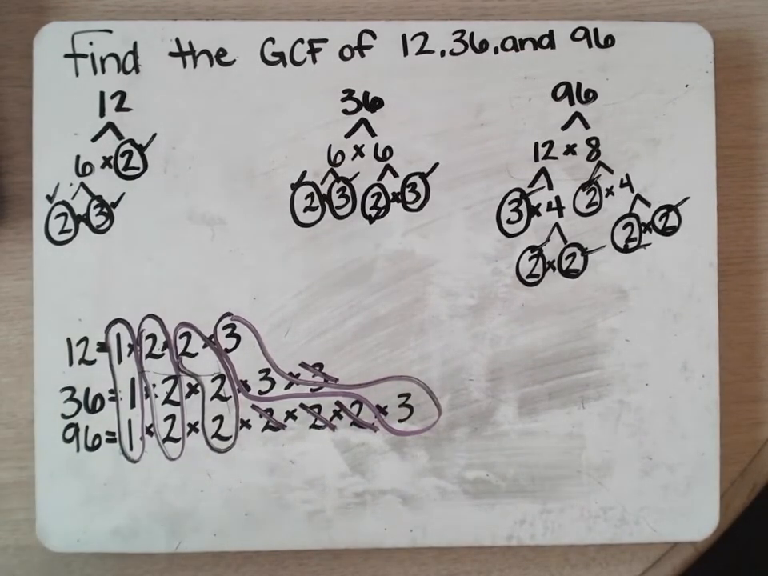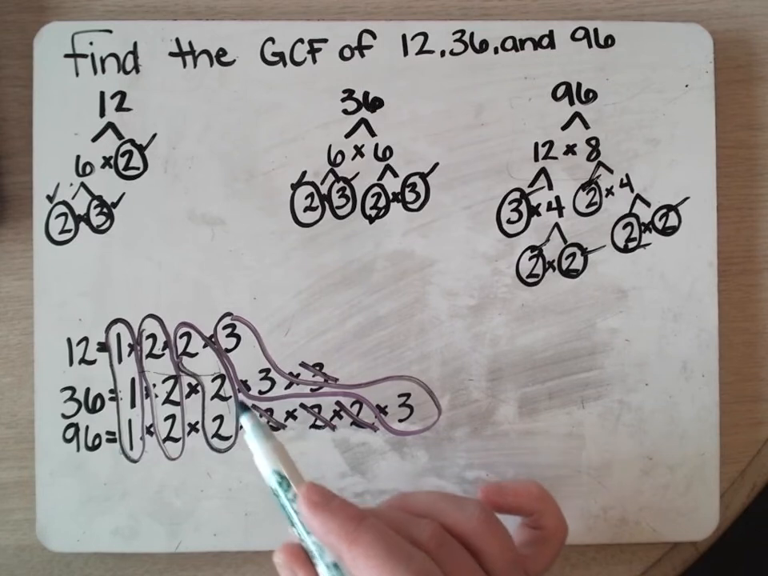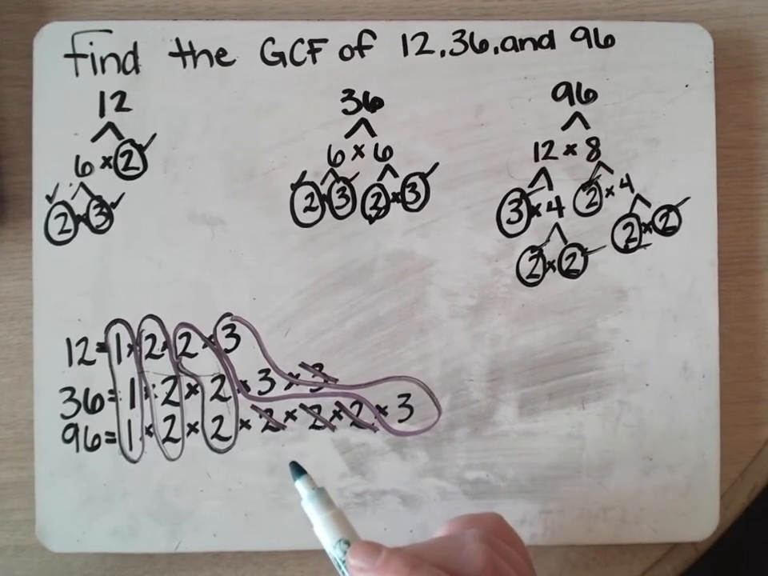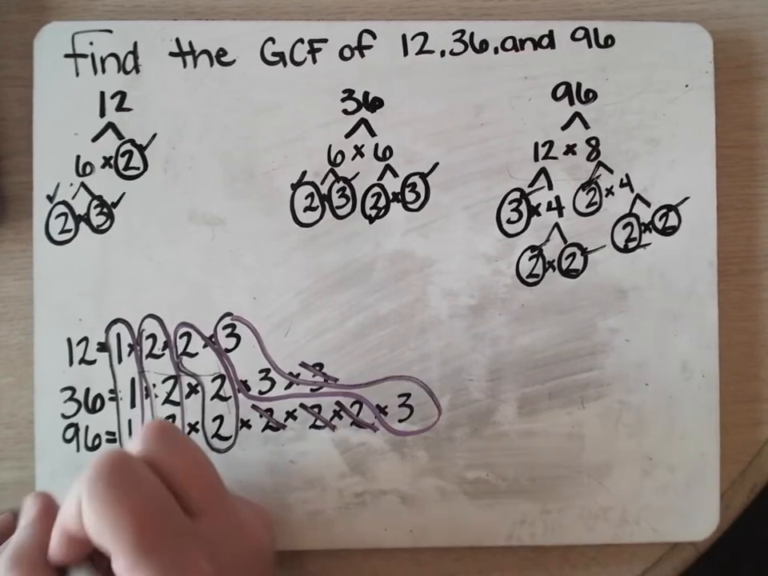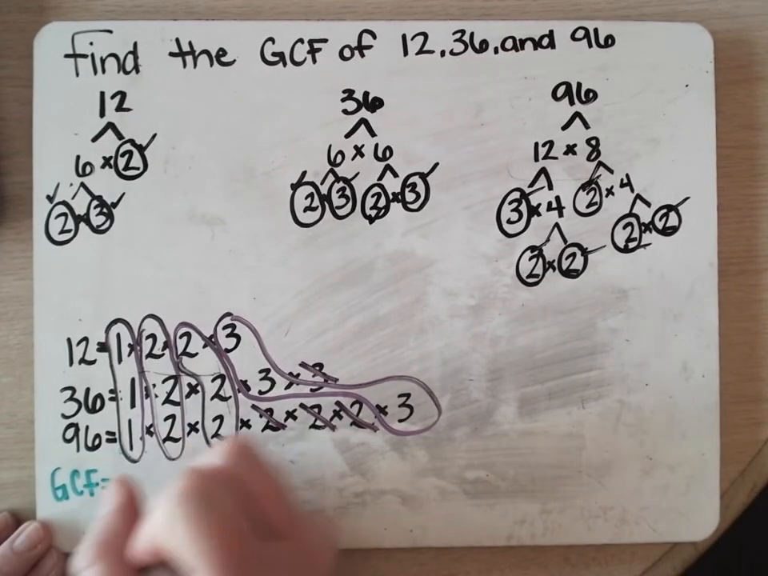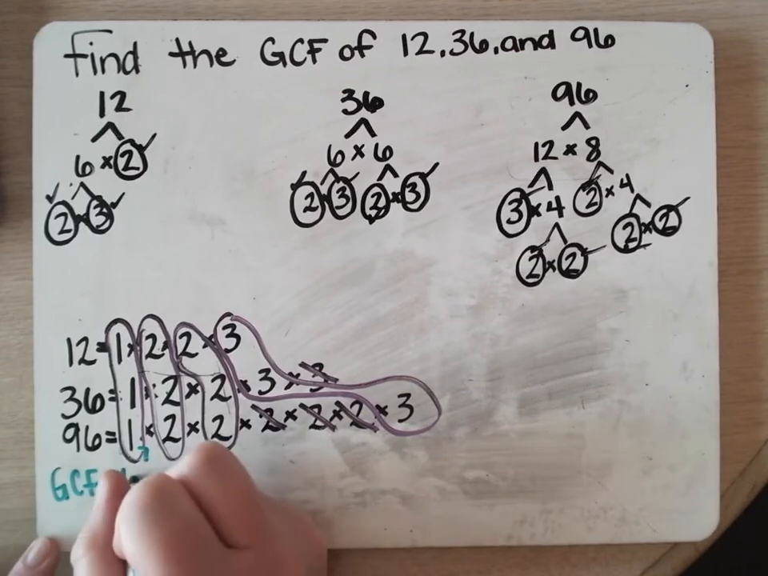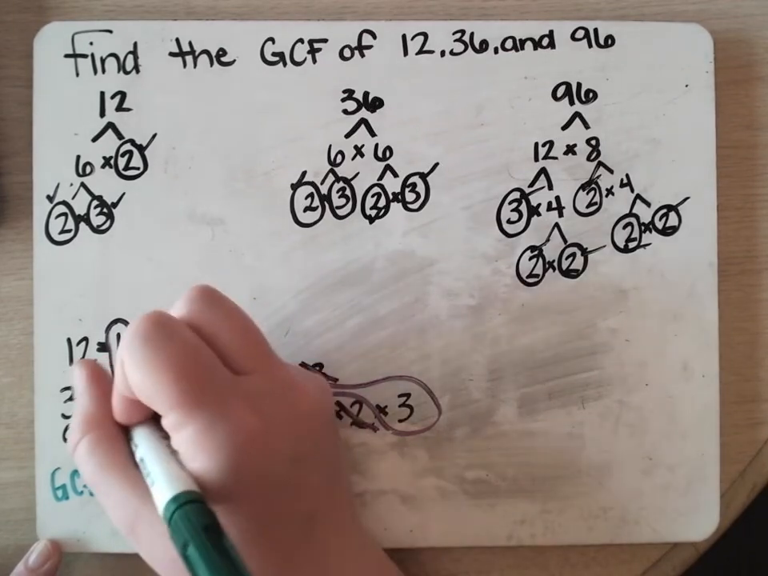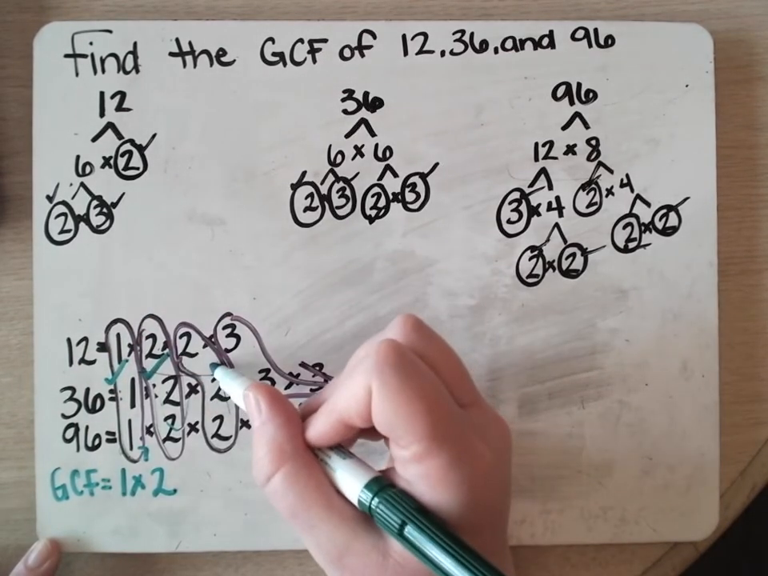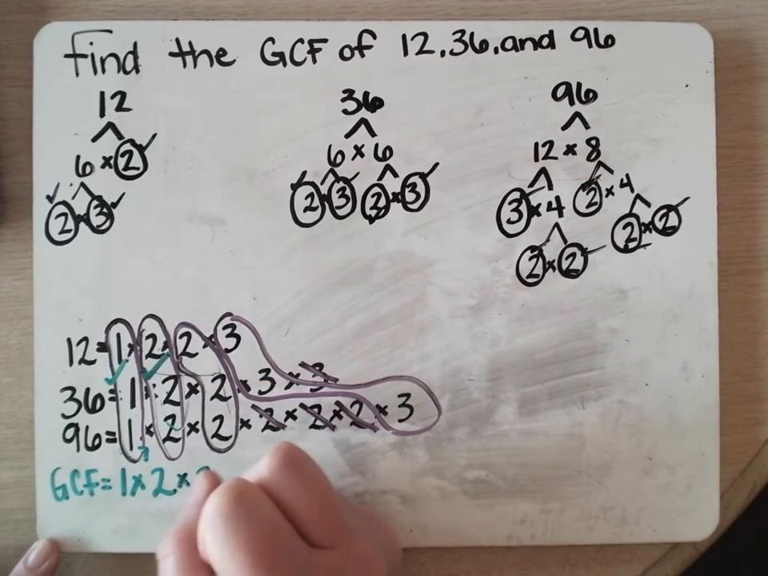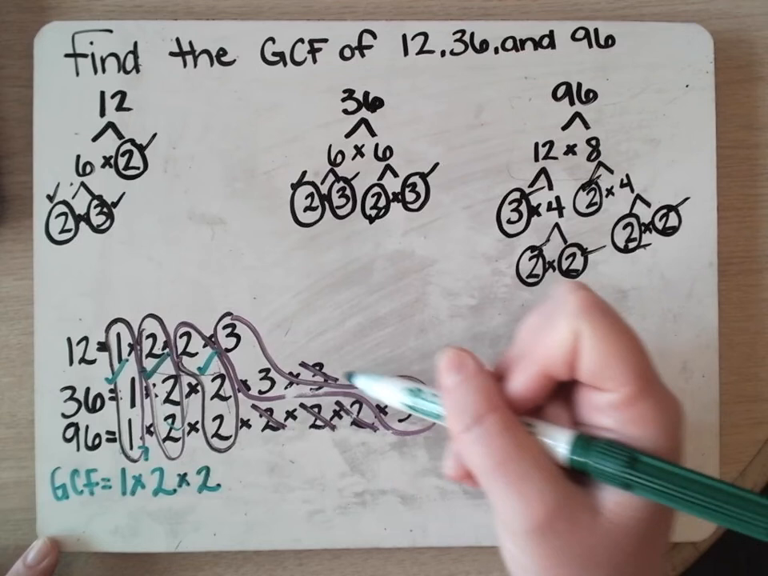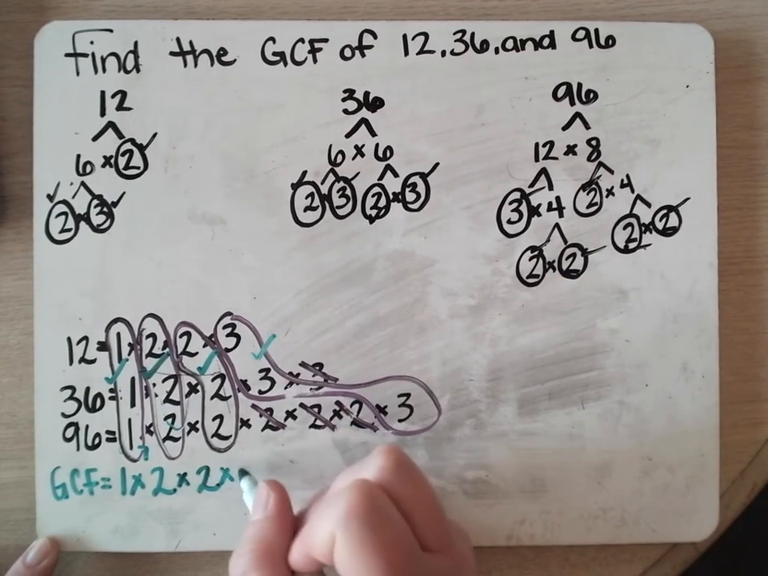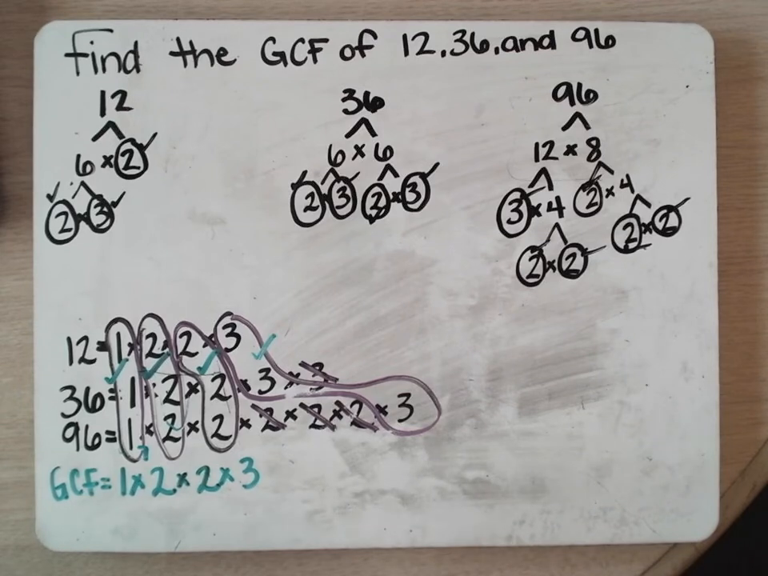Now remember, you pull out one number from each of these groups. You just pull out one, and then you multiply those together to find your GCF. So your GCF equals, I pull out one of those 1's, times, here's my first group of 2's, I pull out one 2. Here's my second group of 2's, so I pull out one 2. And then I have a group of 3's, so I pull out one 3. Now your answer, you just multiply from left to right.